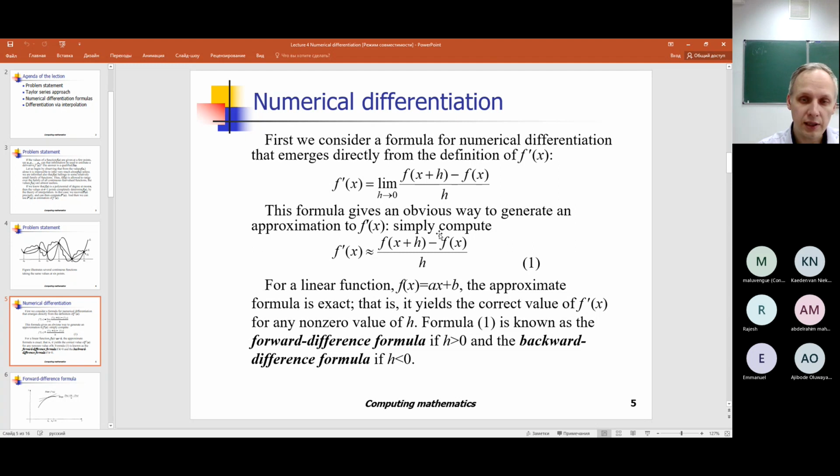Actually, we cannot compute the limit on a computer. We can compute it only using pen and paper, theoretically. But now we discuss computational mathematics: methods and techniques that we can implement on a computer. But this formula gives us an obvious way to generate an approximation of f prime x.